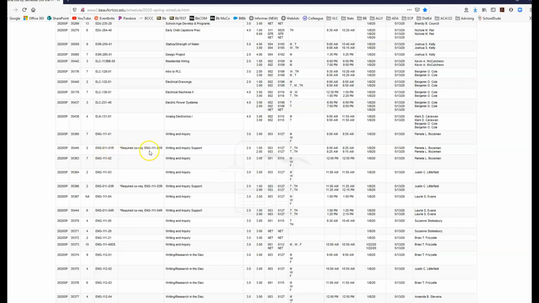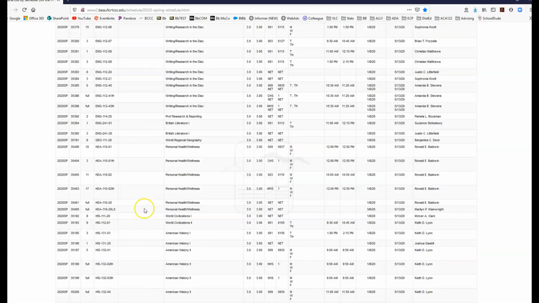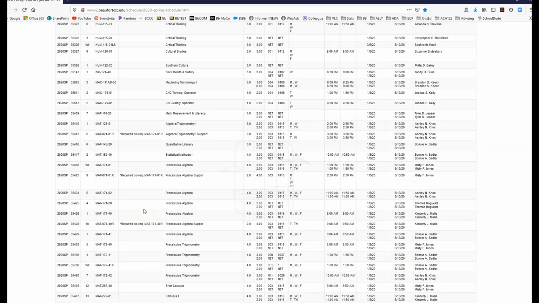And you can see here there's a little note. A lot of our maths work the same way. You can see that if you are registered for Math 171, but based on either your high school GPA, and there's other criteria, if your advisor says you need to take a co-req or a support class with the regular curriculum course, then you would just sign up for Math 071, 01R.